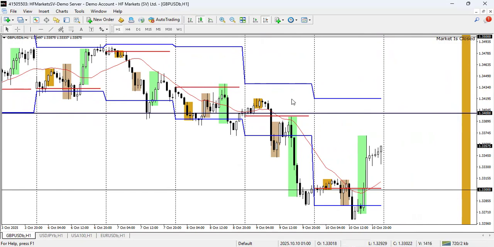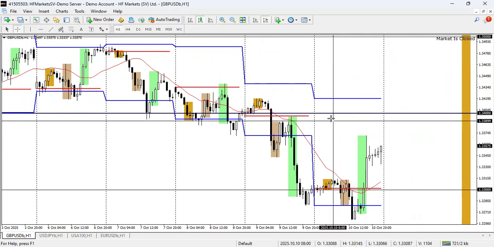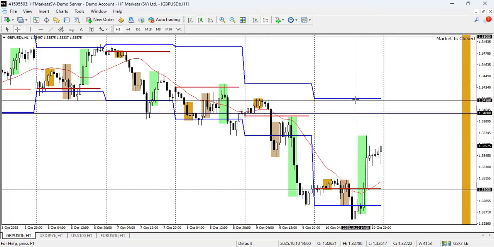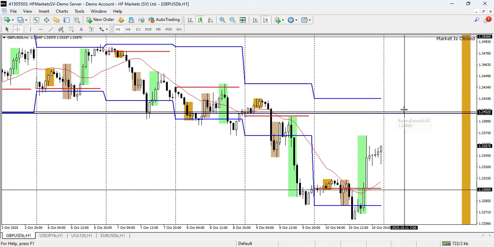Pound USD, I'm looking at the reaction of price around this area because we have several closing prices here and down there, and this 00 level.